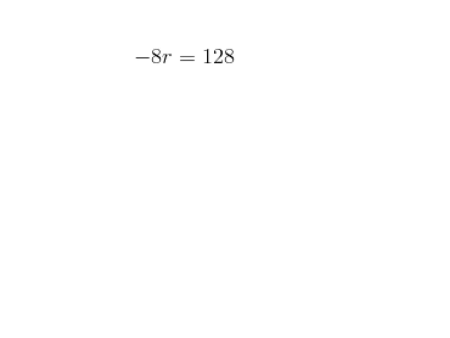Negative 8 times r equals 128. So right now, r is being multiplied by negative 8, even though it doesn't have that multiplication symbol when they're right next to each other like that. That's multiplication. So to get rid of that negative 8, I divide by negative 8. And if I divide the left by negative 8, I have to divide the right by negative 8 as well. The negative 8's will cancel out on the left, leaving just r. And if I do 128 divided by negative 8, I will get an answer of negative 16 if I type that into my calculator. So r is equal to negative 16.